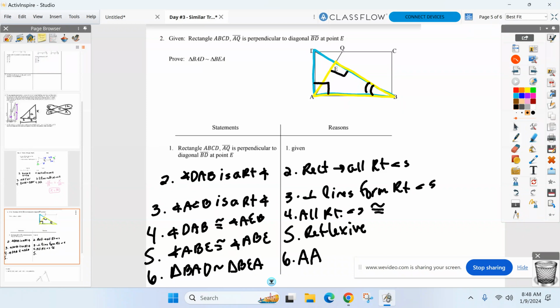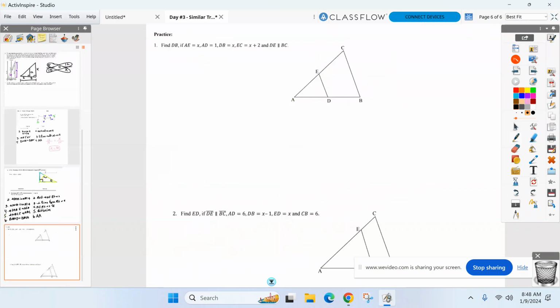All right, let's hit up some algebra now. My worst fear in this unit. Let's hit up some algebra. AE is x, AD is 1, DB is x, EC is x plus 2.